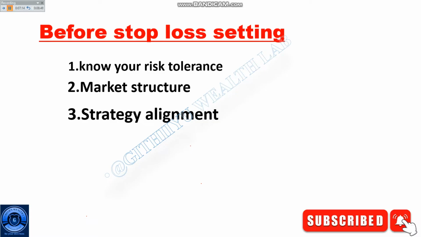So we have said before you set your stop loss, you have to know your risk tolerance, also the market structure that you are trading, and also the strategies that you are going to use. Let them have an alignment. So we have said alignment is when there is one or more than one strategy or indicator that you use that gives you the same results.